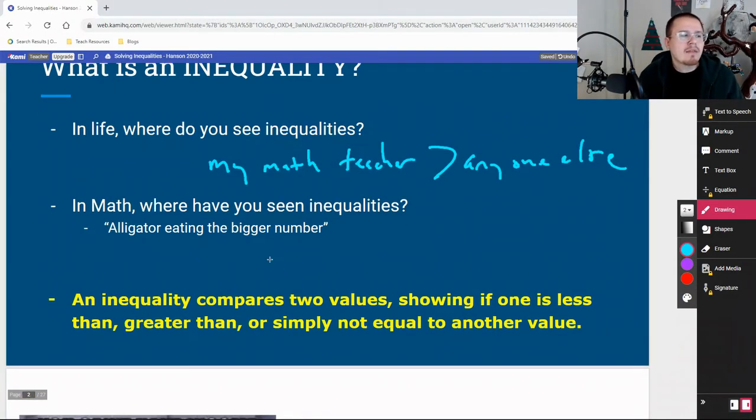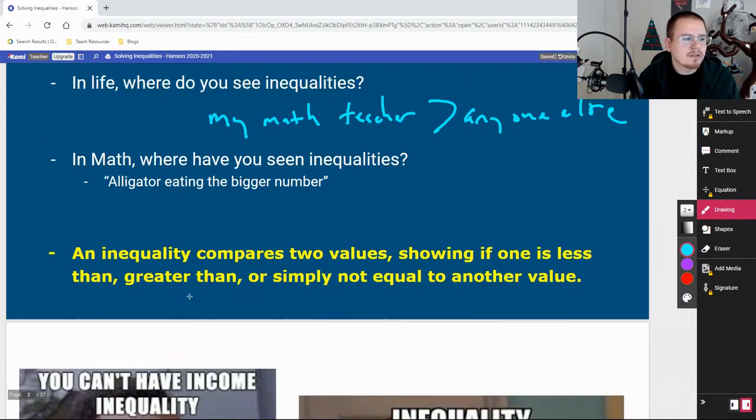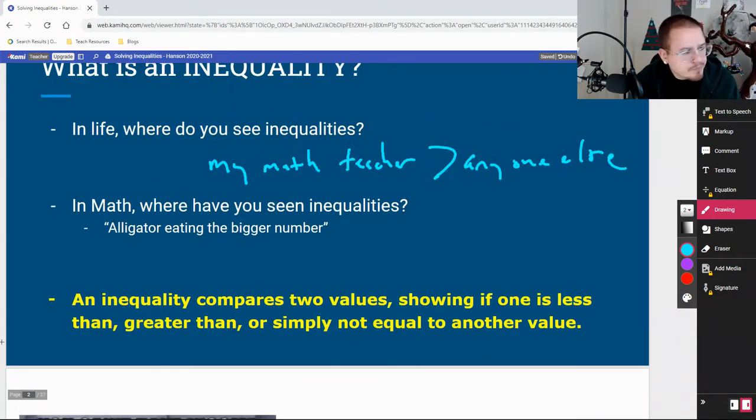And in math, I mentioned the alligator, but where else have you seen inequalities? I'd love for you to pull out some of that pre-knowledge, some of that stuff that's already in your brain. So the working definition of an inequality is here. It's a comparison between two values. So is one less than, greater than, equal, not equal? We're just comparing two things.